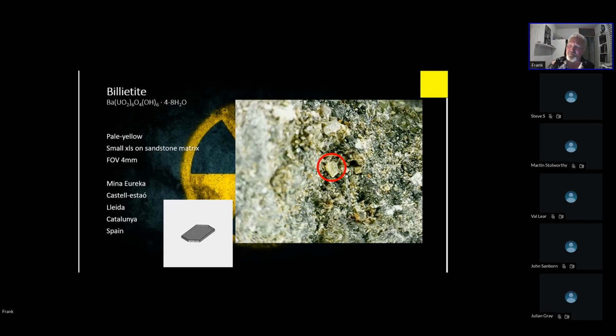I did put up the field of view of all, but you can read that, so I won't mention that. It's all small, because it's all micro.